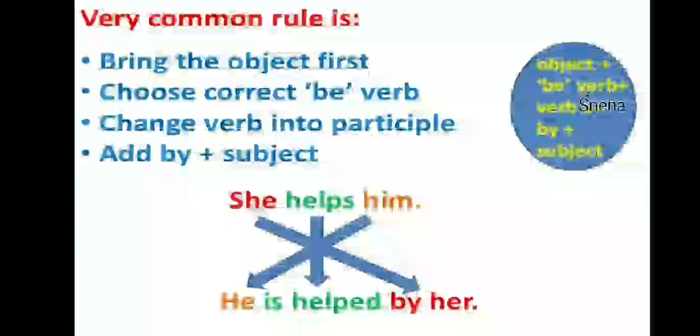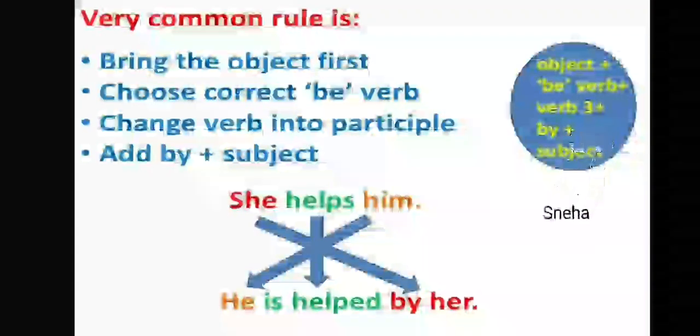Few very common rules are over here which we need to follow. Bring the object first. That means the object of the active one. Choose the correct be verb, that means the auxiliary verb. Change the verb into participle, that means the past participle form. Add by before the subject. Now in some cases, instead of using by, we can also use to, like known to me. That is a different set, because according to the prepositional phrases we need to use those things in the proper place. So object plus be verb plus the third form of the verb plus by plus subject. So here is the transformation from active to passive.